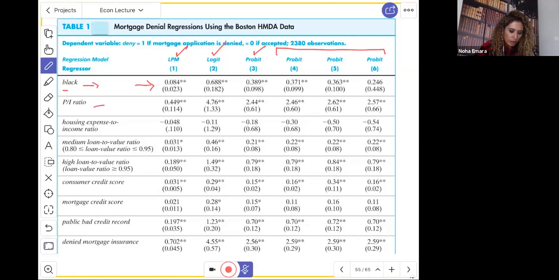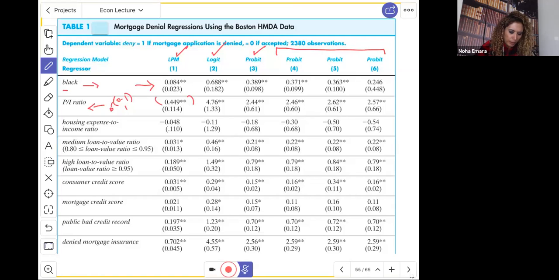A 1 unit increase in the payment to income ratio. Remember, this is a ratio that goes from 0 to 1. Okay, so the unit here is going to be like a 0.1. Okay, so a 1 unit increase implies an increase in the probability of deny by 0.1 times this. Okay, and it's a ratio, that's why I'm taking 0.1.